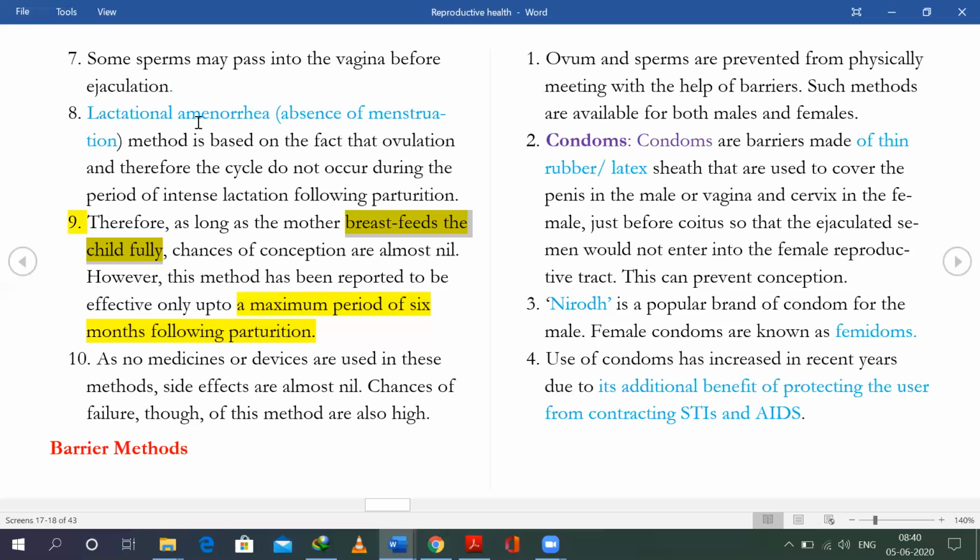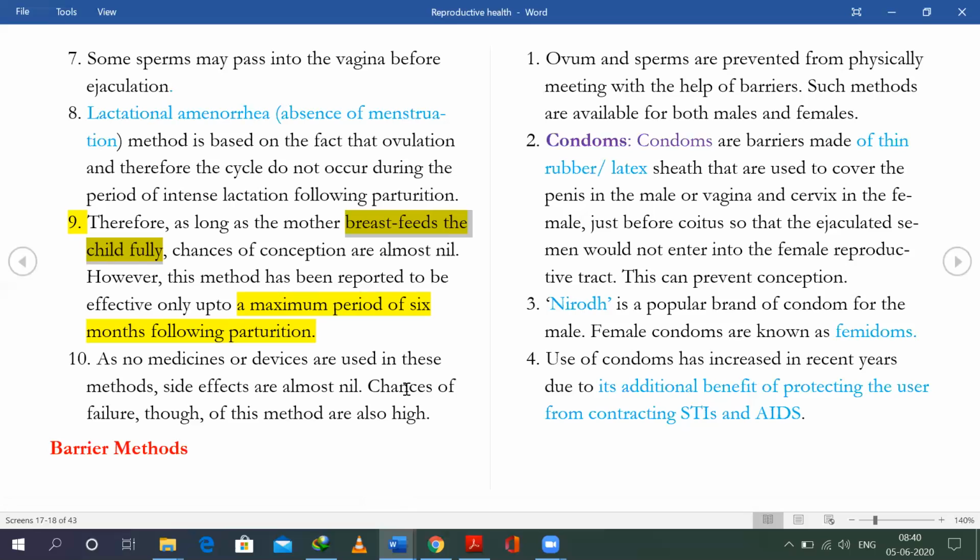The key word you need to remember here is lactational amenorrhea. It is absence of menstruation. Its literal translation will be asked sometimes. And since no medicines and devices are used in these methods, it is called a natural method, and the side effects are almost nil. Obviously, you are not interfering with anything here. You are not interfering with the physiology in any way. That is why the side effects are almost nil, though the chances of failure of this method are very high, because of the reasons that we have discussed.